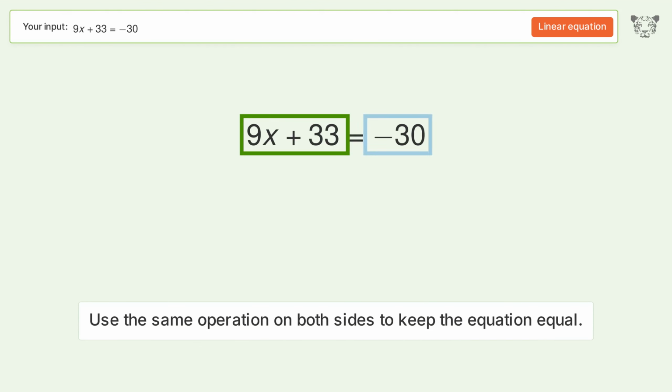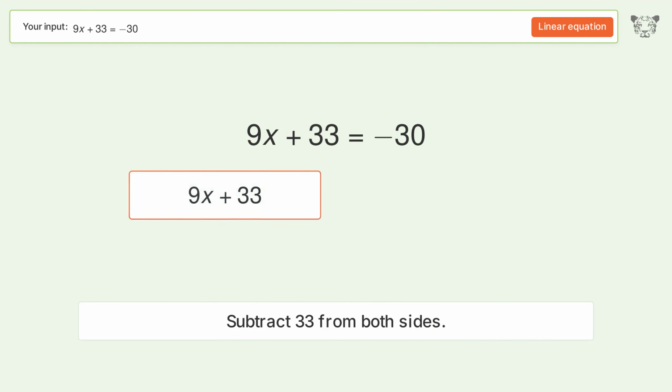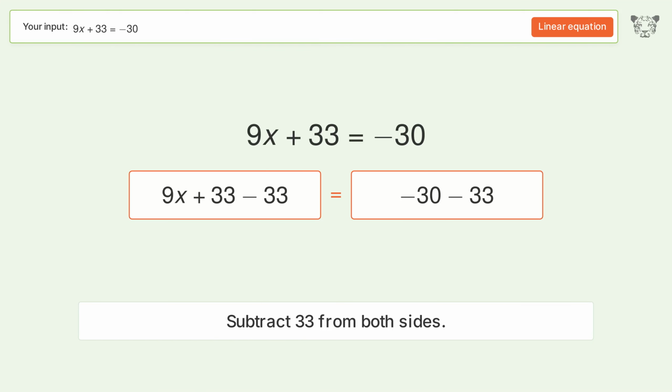Use the same operation on both sides to keep the equation equal. Subtract 33 from both sides so the variable term stands alone. That gives 9 times x equals negative 63.